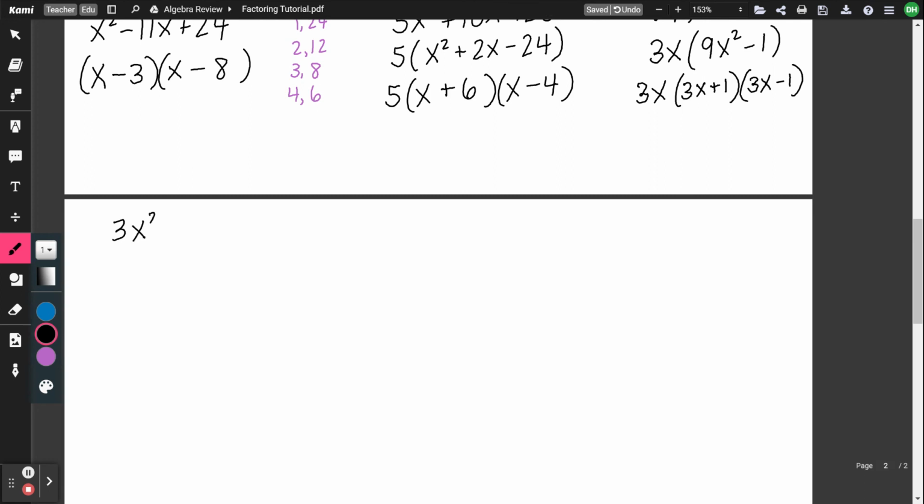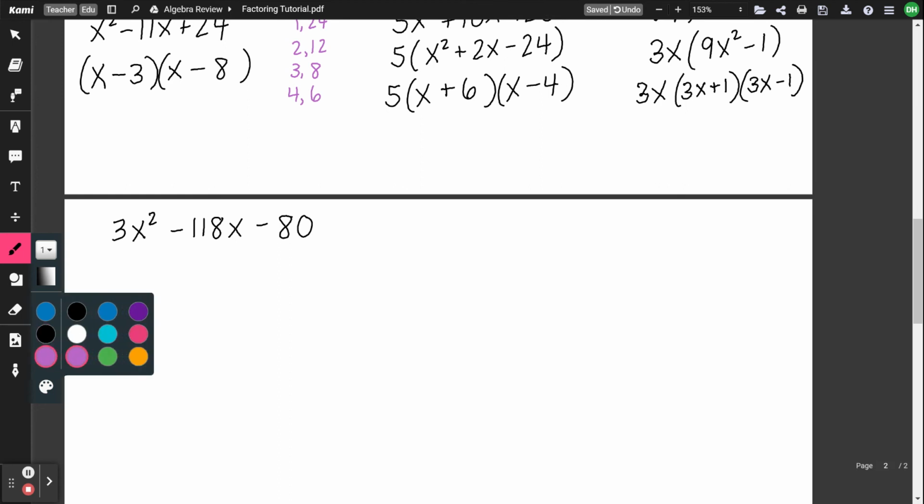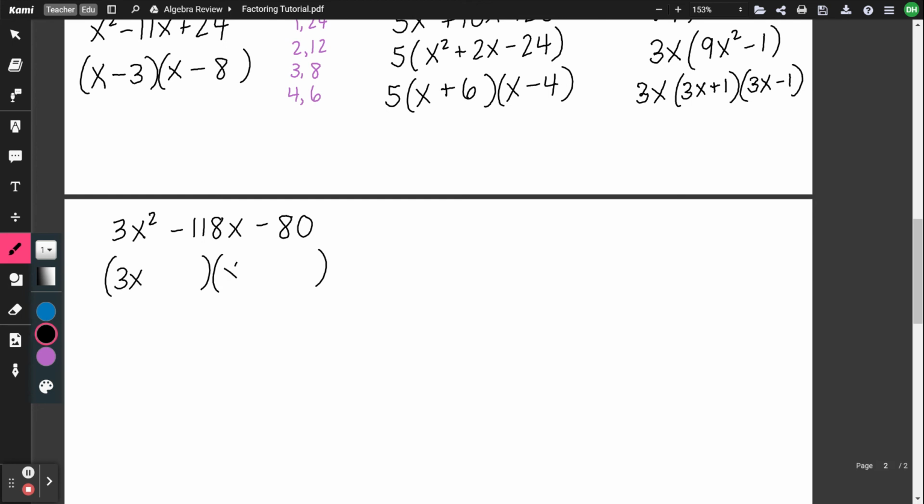3x squared minus 118x minus 80, hitting you with some larger numbers here. Okay, there's no GCF. They're not all divisible by a common value other than 1. So I'm going to go to my two factors. First term is 3x squared, so that has to be 3x times 1x. The last term is 80.